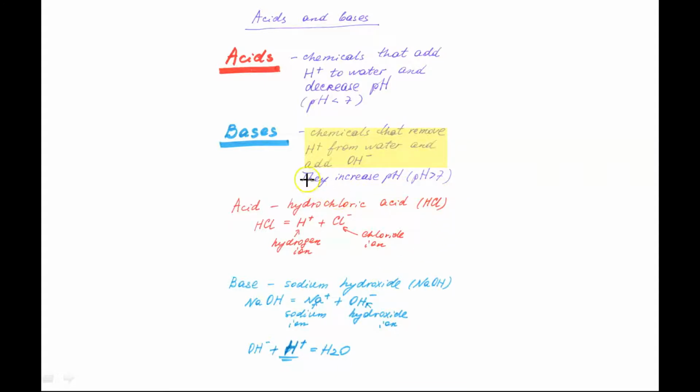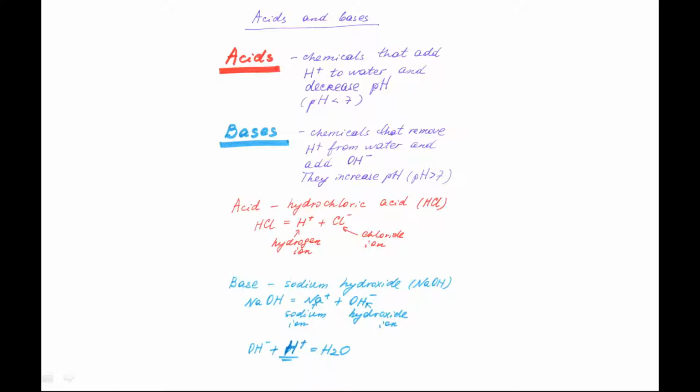Obviously, the pH will climb up. It's going to be greater than 7. Alright, so these are two good examples of acids and bases. Very strong acid, hydrochloric acid, that adds hydrogen ions to water and drops the pH, and a very strong base, sodium hydroxide, that will add hydroxide ions to water and remove hydrogen ions. So this is a very serious and strong base.